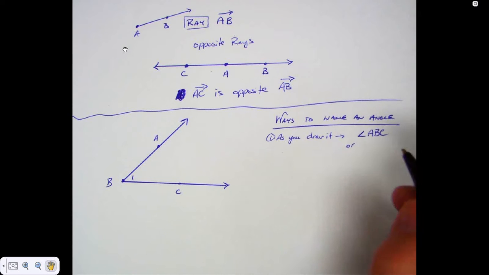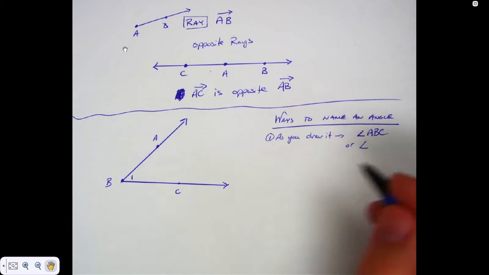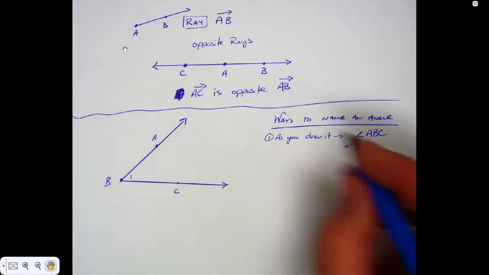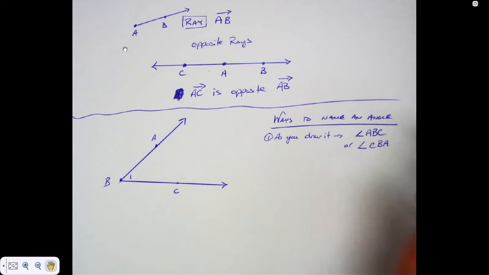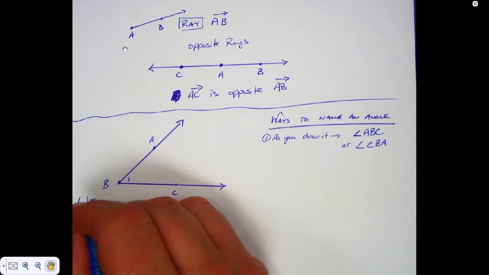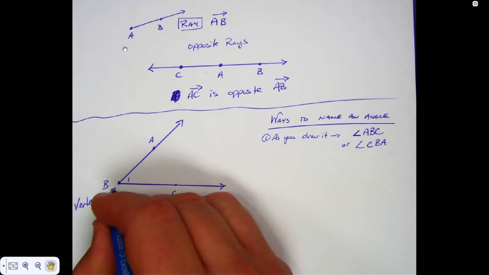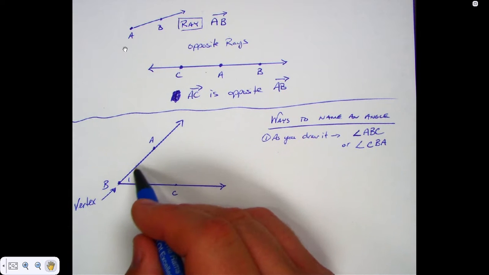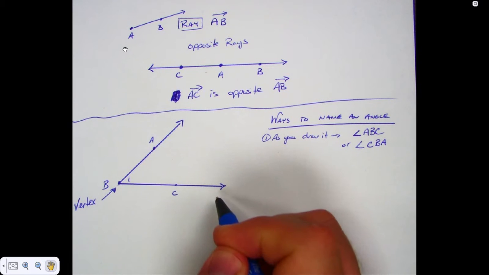What's another way you could name it as you would draw it? Angle C, and then what? B, and then A. The thing in the middle, you always have is the vertex. That's the vertex of the angle. It's where the angle changes direction, isn't it? Basically, goes to here, and then what? Changes. And creates the angle.